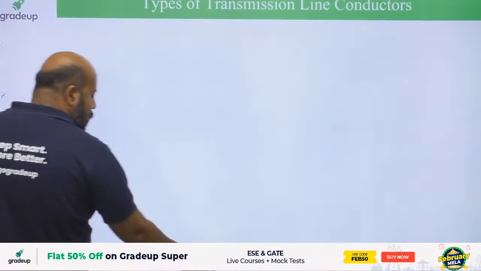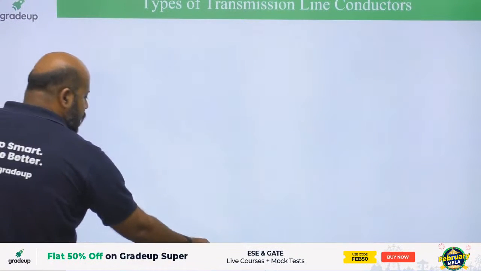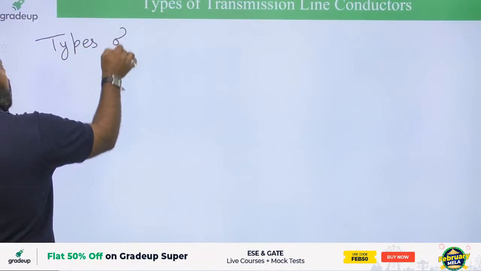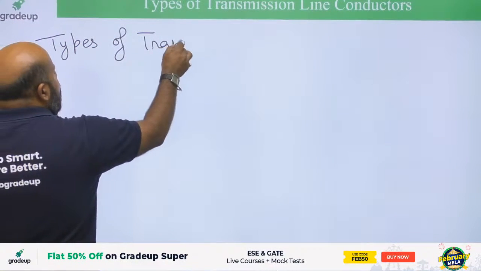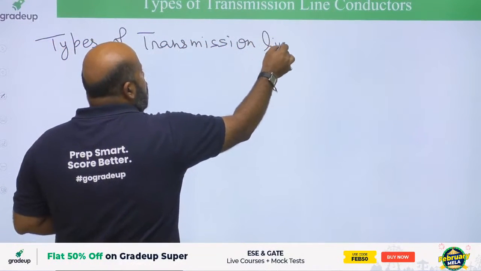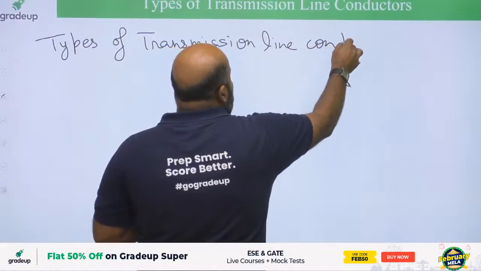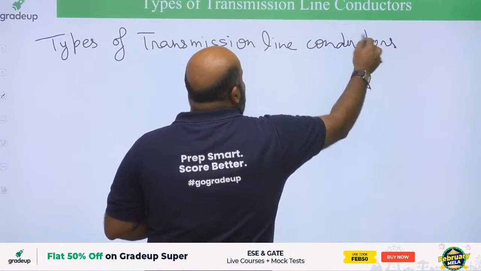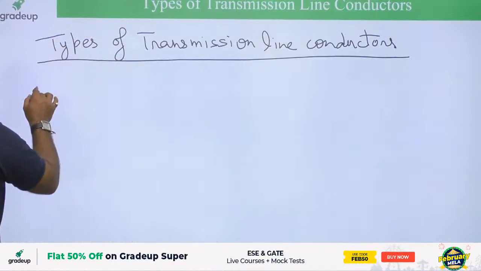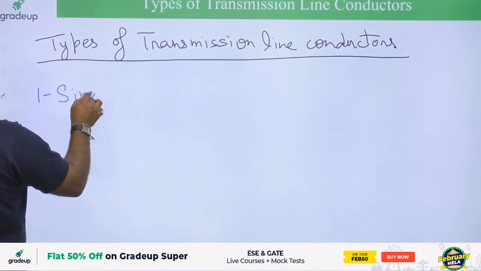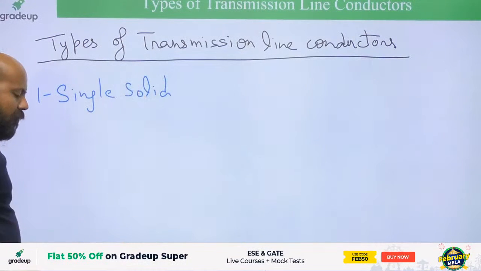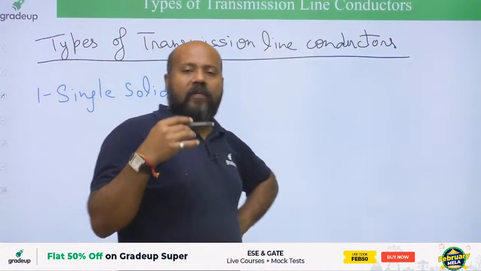Now let us talk about the transmission line conductors. Types of transmission line conductors. Number one, single solid conductor. You all must be aware of a little bit of this, but I will be telling you this in the form of a story.